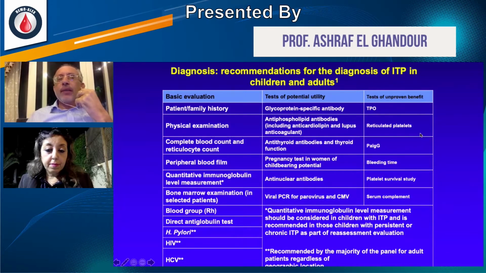Tests of unproven benefit that you must not do: TPO level, reticulated platelets, platelet-associated IgG antibody, bleeding time, platelet survival study, and serum complement, which are not important in such issues.